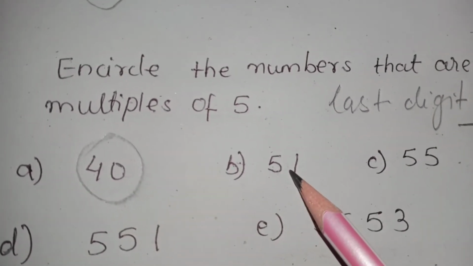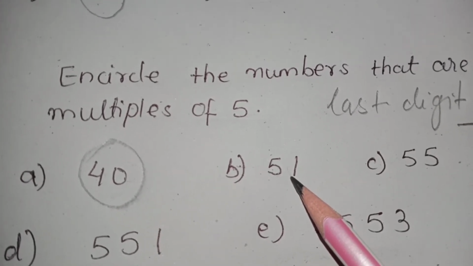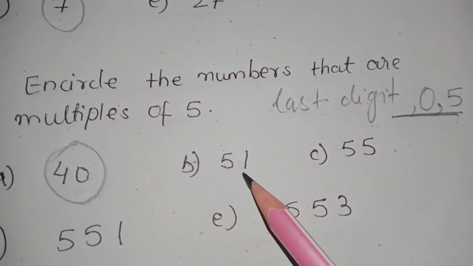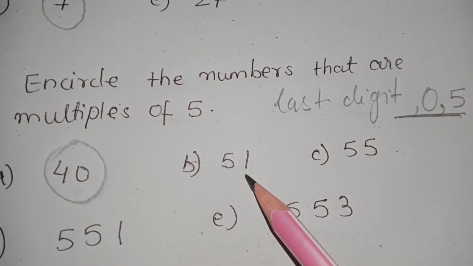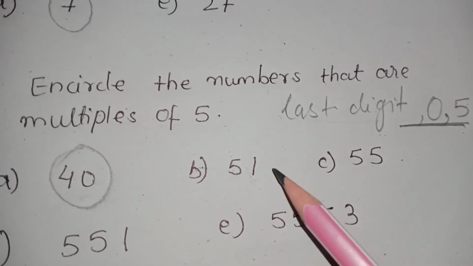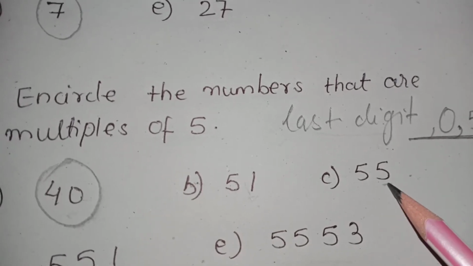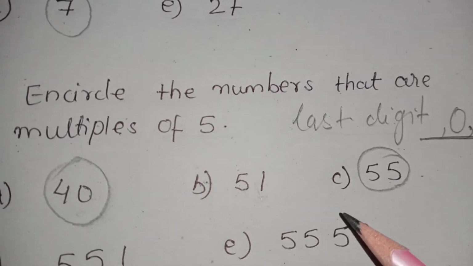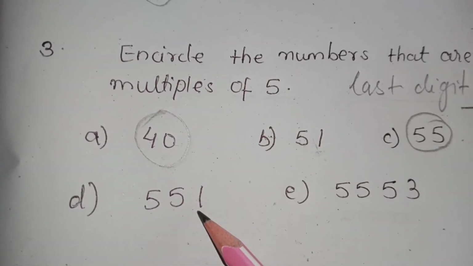Okay, now is 51 a multiple of 5? No. To check whether it is a multiple of 5 or not, what I have taught you is to see the last digit. The last digit is 1. 1 means it is not a multiple of 5. It should be 0 or 5. Okay, now let's see this one. This is 55. The last digit is 5. That means this is a multiple of 5, 5 11s are 55.